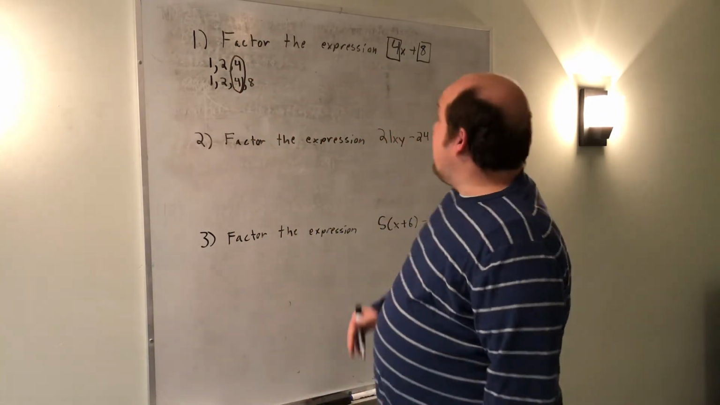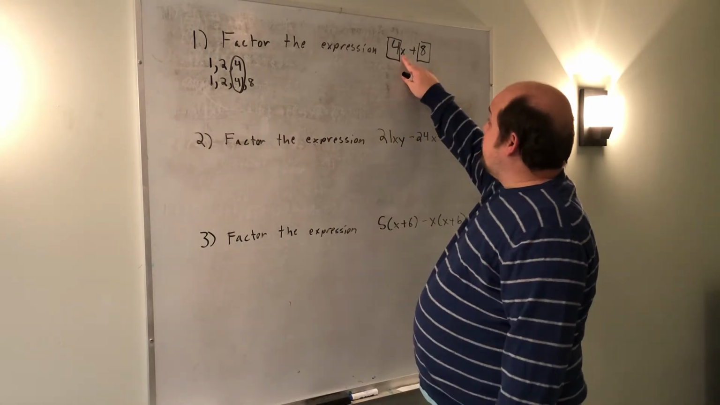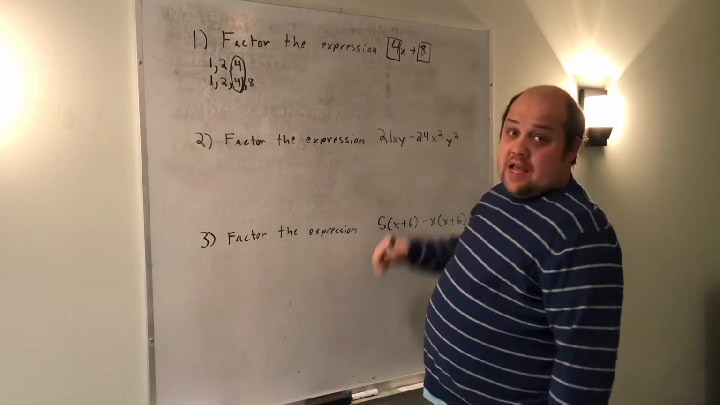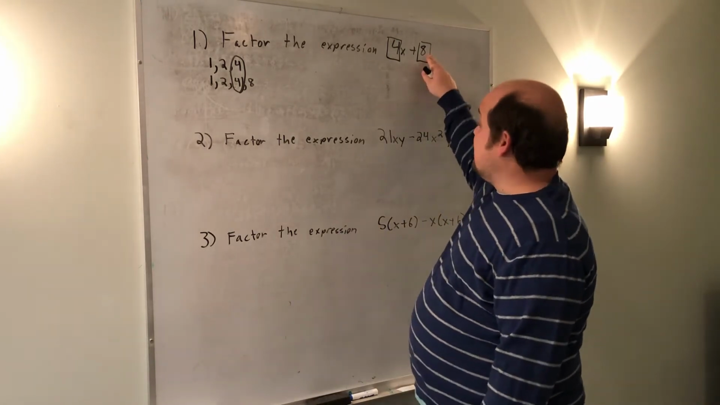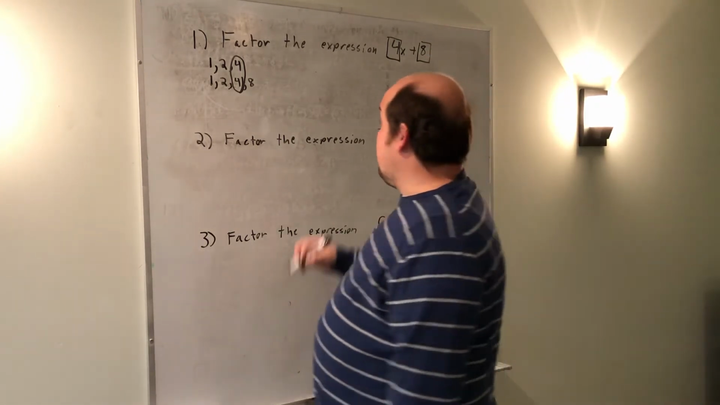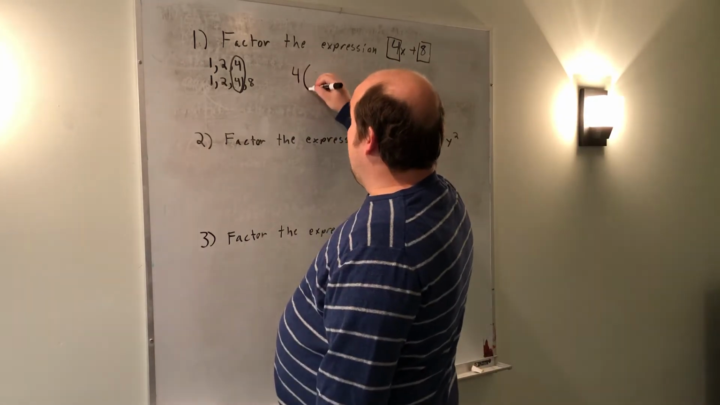I then look at the powers of x that I have. This is x to the first power. This is no power of x. I take out the smallest one that I see. In this case, no power of x is the smallest that I see, so I'm not taking any x's out. What I am taking out is a 4.